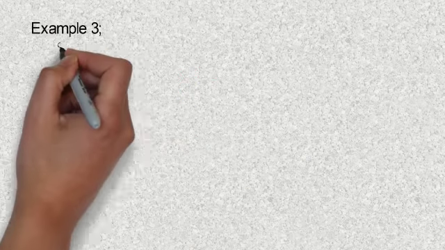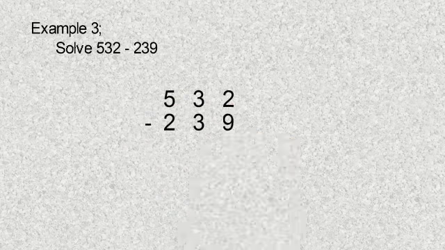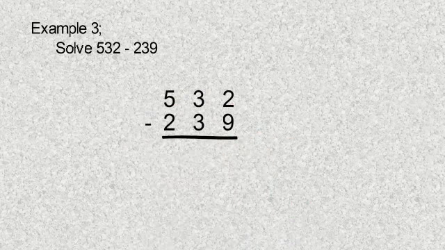Example 3 says 532 minus 239. So how do we do this? The first thing here is what? We do our arrangement. So we have 532 on top, minus 239. So let's start our subtraction. We are starting from the right also, so we have 2 minus 9. Yeah, you got that trick. You are no longer afraid and scared of what to do.